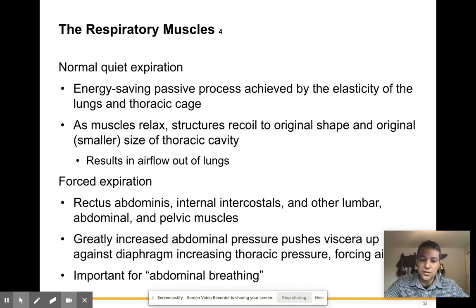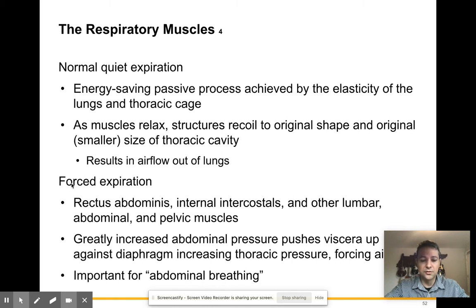As you're sitting here watching this video, you're doing that, hopefully. Okay, you're just breathing and air is coming out of your mouth from your lungs. Muscles are relaxing. When you inhale, structures are getting larger, but then you exhale, all those structures go back to their original shape.